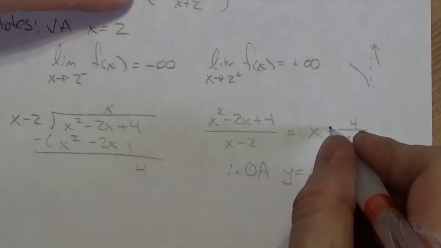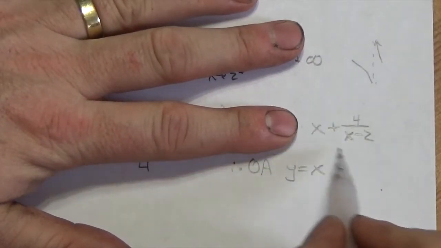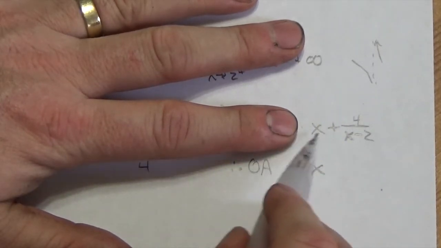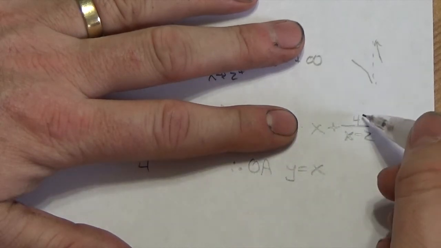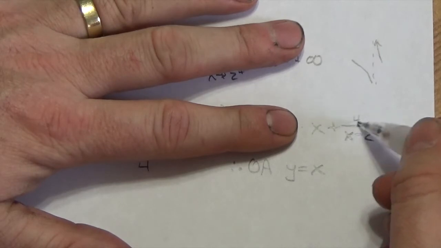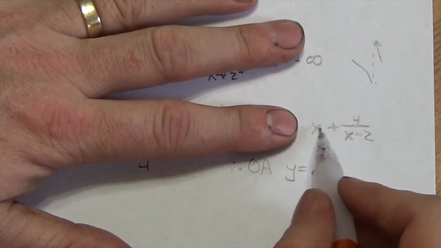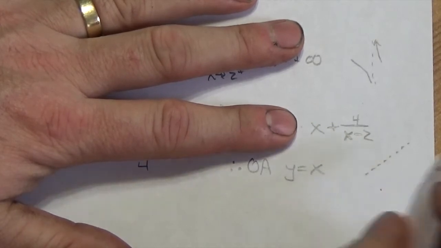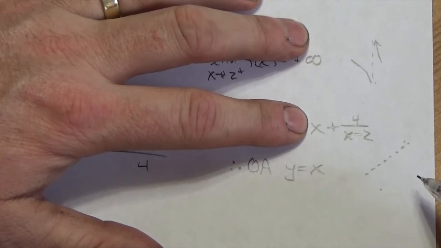Now, I can do one other little thing. If I want to know how this is going to behave when I take the limit as x goes off to infinity, it's going to equal the line y equals x plus, if I go to positive infinity, a positive number divided by a positive number. So this is going to be just slightly larger than x. So here's my line, y equals x. As I go this way, it's going to be equal to the line, plus a little bit.